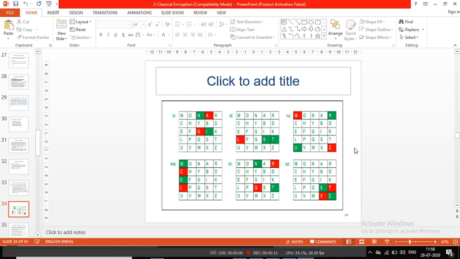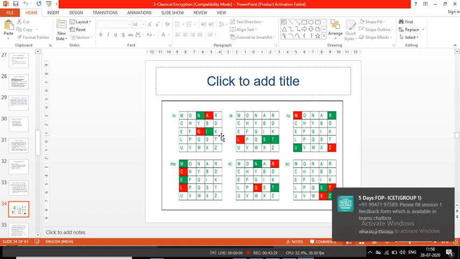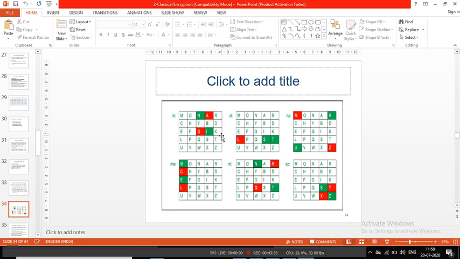Okay, so we have 26 letters but we have 25 boxes here, right? So for that you can place I and J in the same box, I/J, because I and J have the same frequency. So you can write them in a single box. Clear? Okay, so all the remaining letters have been filled, right?